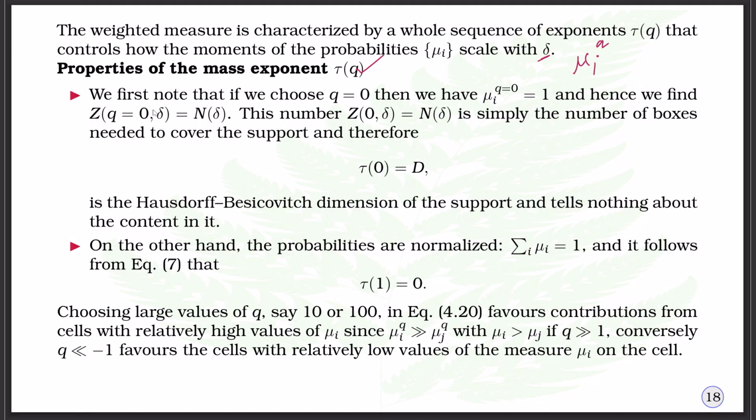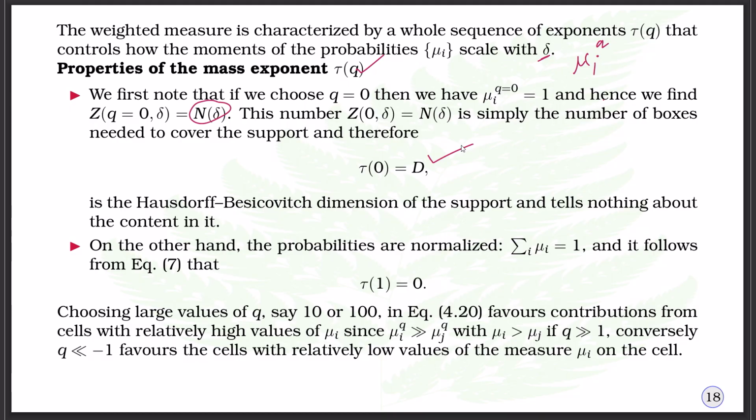First we note that if we choose q as 0, then mu_i^q equals 1, and hence we find Z(0, delta) is N(delta). This number Z(0, delta) equal to N(delta) is simply the number of boxes needed to cover the support, and therefore tau(0) equal to d is the Hausdorff-Besicovitch dimension of the support and tells nothing about the content inside the boxes.